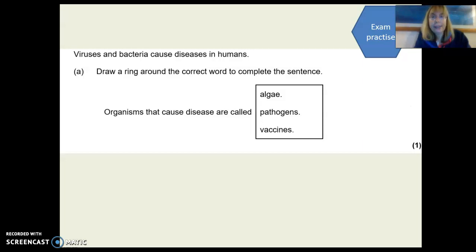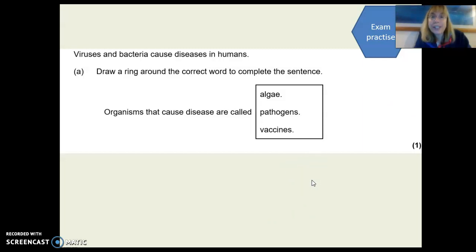So in your head, this question says viruses and bacteria cause diseases in humans. Draw a ring around the correct word to complete the sentence. Organisms that cause disease are called algae, pathogens, or vaccines. Pause the video and decide which answer you'll go for.